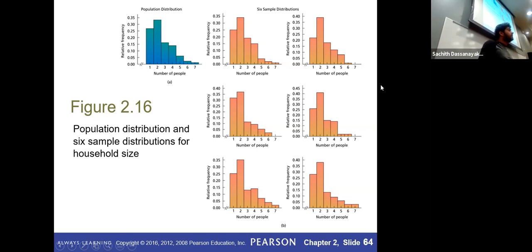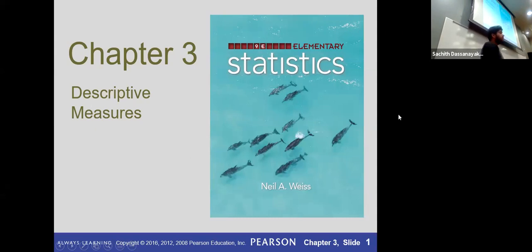Any questions? This is the end of chapter 2. I need to open up chapter 3. In this chapter 3, we are talking about descriptive measures. Altogether, you will be having like 6 or 7 descriptive measures. They are different. There are 2 types of descriptive measures. So why do we use these descriptive measures? Because we need to identify how this data set is distributed. Okay, that's why we use this kind of measures.